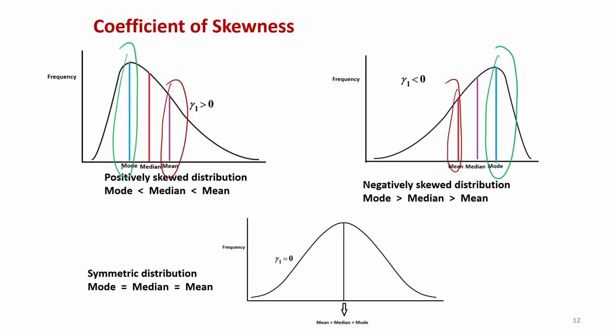Whereas, if the curve is symmetric, then mean, median, mode, they take the equal value. And that is the same story in the case of normal distribution. The parameter mu, that is the value of the mean, is also the value of the median, as well as the value of the mode, right. Okay.